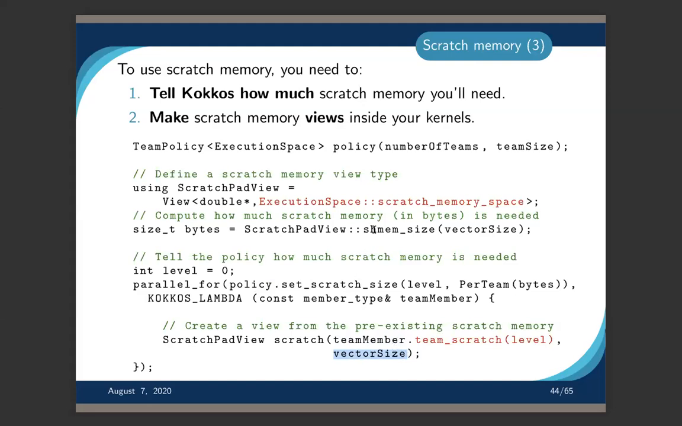So why this shmem-size thing? If you created multiple of these guys, you could just have size_t bytes equals scratchpad view shmem-size times vector size, plus scratchpad view shmem-size 3 times vector size or something like that. And you can have different scratchpad views, one with doubles and one with ints. Say you have one with ints and one with doubles, and you create both of those here. And you create the int one first.